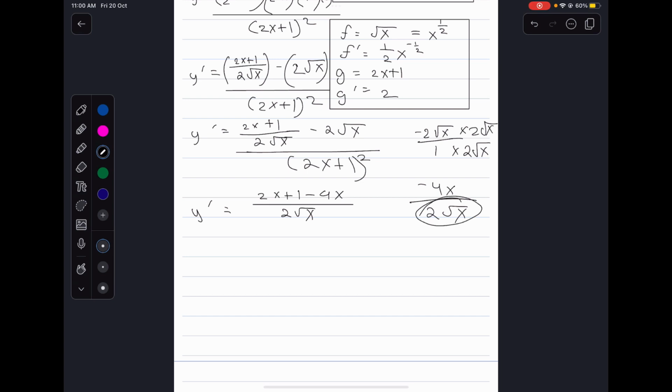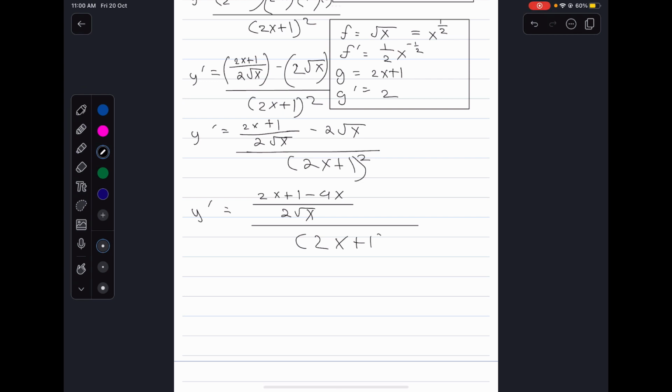We have a common denominator, and this is from where I got the negative 4x. And all of this goes over (2x + 1) squared. Keep the denominator as it is. So here we have to add the like terms in the numerator of the fraction in the numerator. So 2x and negative 4x will become negative 2x, and then keep the plus 1 as it is, and then over 2 root x, everything over (2x + 1) squared.